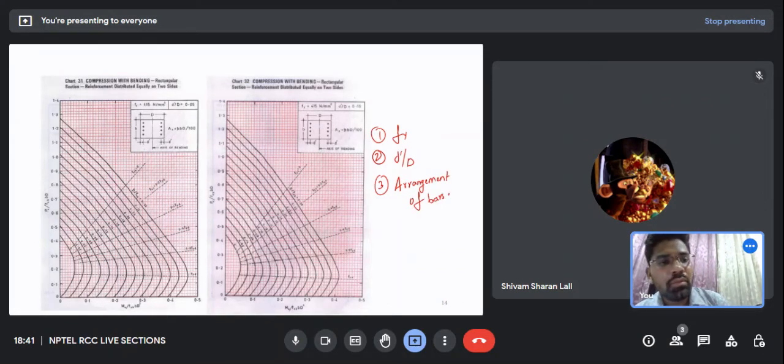Okay, so based upon your problem, first see what fy value you are looking for, then you see what d dash by D is. D dash is nothing but nominal cover by least lateral dimension. Based upon this, select your chart.